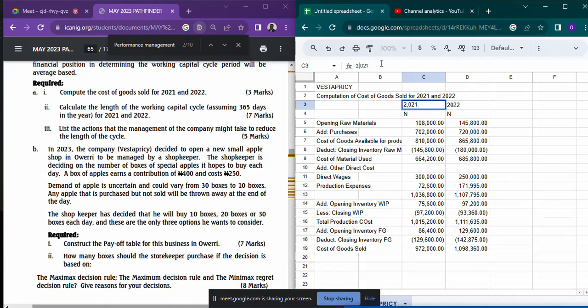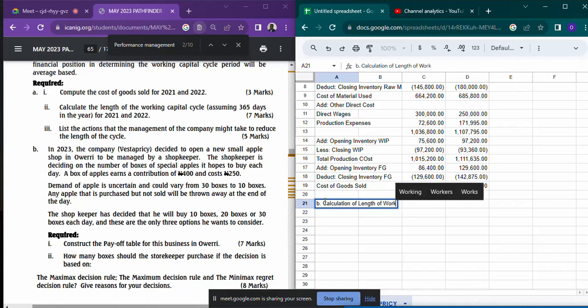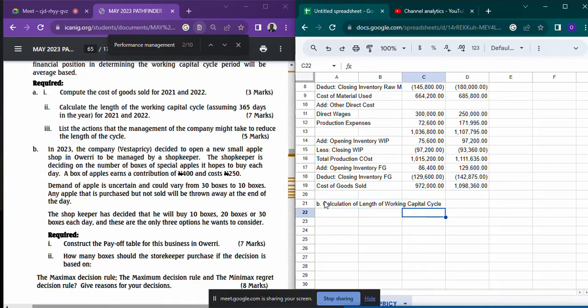So let's go to the next thing. The next thing is what? We should calculate the length of working capital cycle. Right? The calculation of length of working capital cycle.